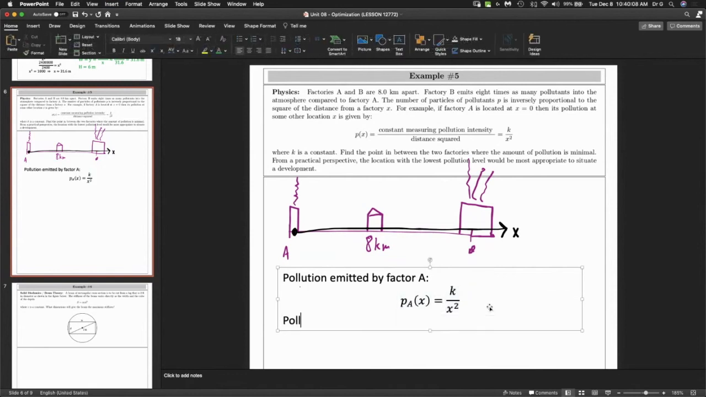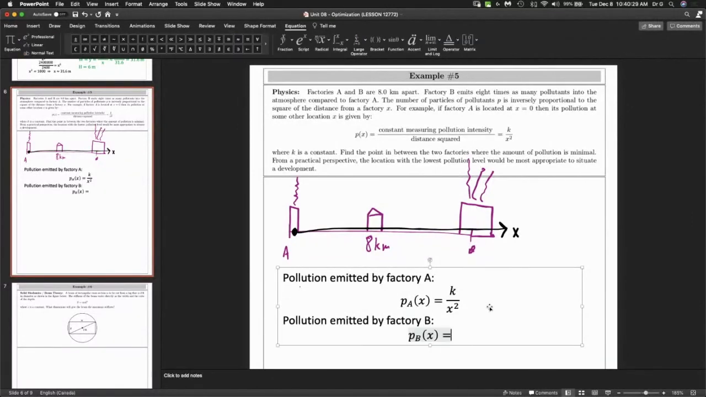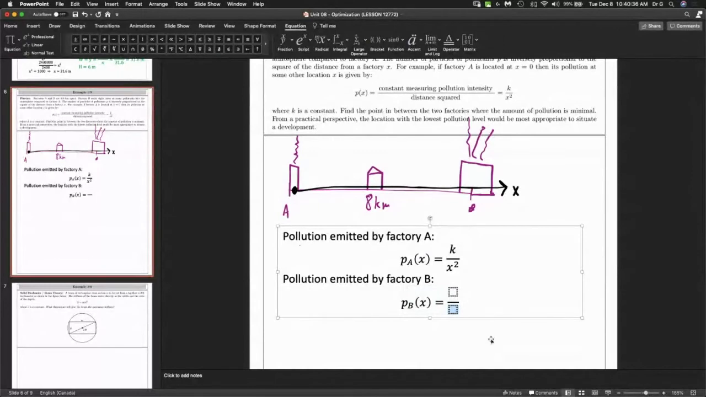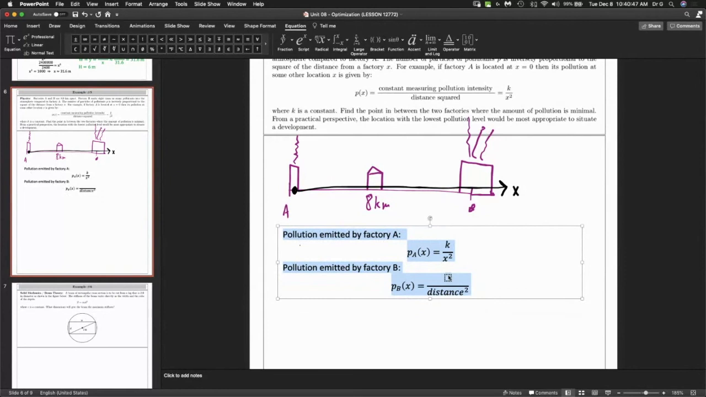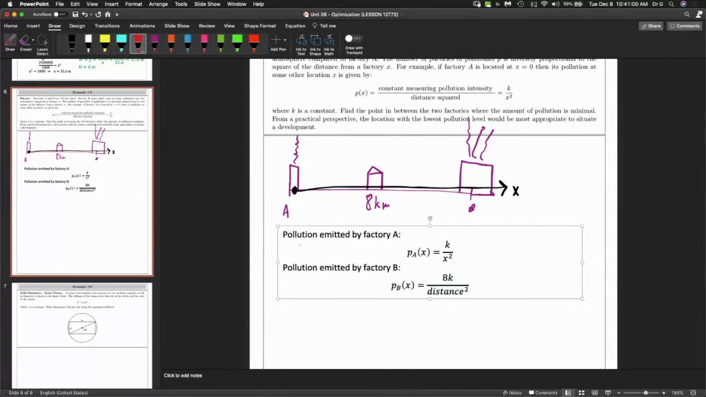Now, we need to figure out what the pollution emitted by factory B is. In this case, the pollution emitted by factory B involves two things: the distance squared and also the factor of pollution. Since factory B is 8 times as polluting as factory A, then its constant here will be 8k. It's 8 times the pollution. But we still need the distance. So that's where we go back to the diagram to figure that distance out.